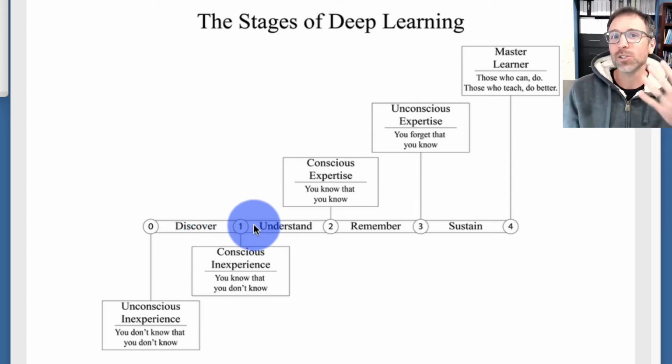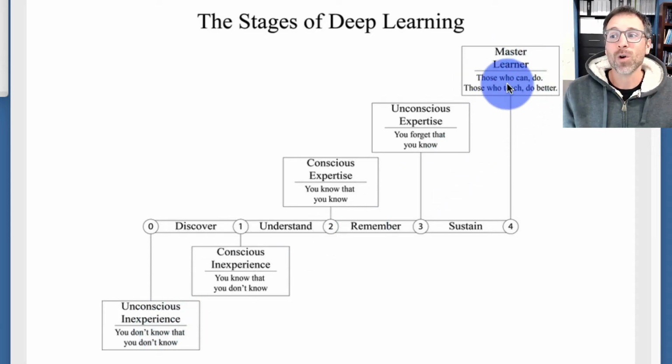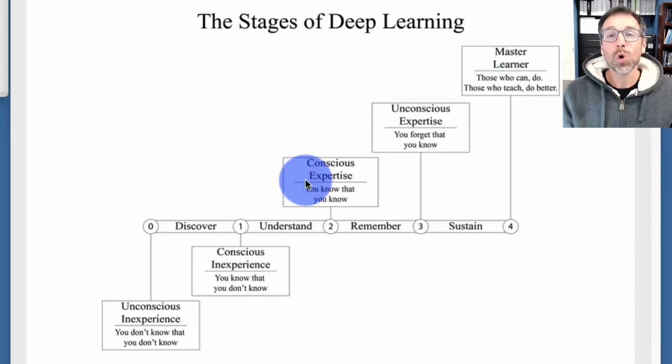Specifically, I like to encourage my students to think about 5 different steps, moving from unconscious inexperience, where you have no experience with or even know about a particular idea, all the way through master learner, which is best summed up by the motto, those who can do, those who teach do better. When I'm working with students who are new to a subject, like if you're in this class, you probably have never taken linear algebra before, I like to shoot for what I call conscious expertise. In other words, you develop a deep conceptual framework and understanding for the topics that you're studying.